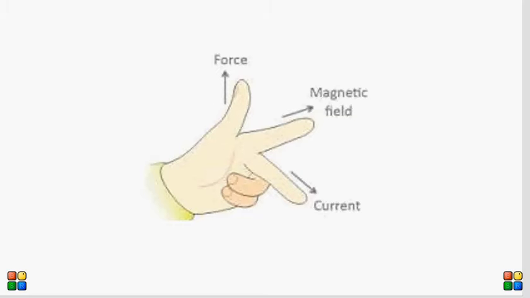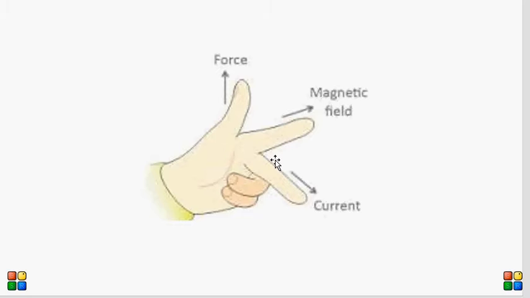The left hand rule is nothing but when you hold the forefinger, thumb and middle finger of your left hand mutually perpendicular to each other. For example, in this figure, this is the left hand rule. The thumb points in the direction of force, the forefinger points in the direction of the magnetic field, and the middle finger points in the direction of the electric current.